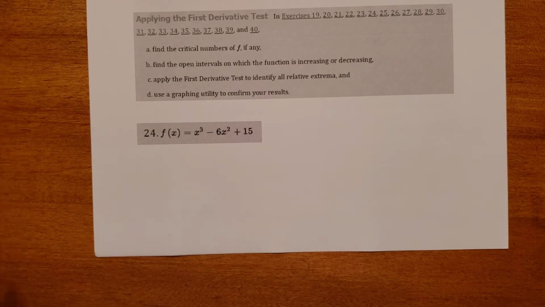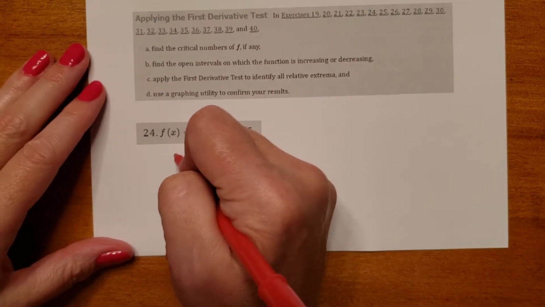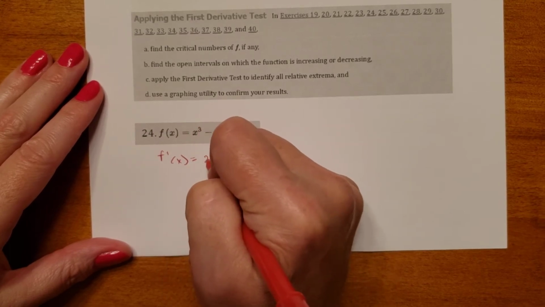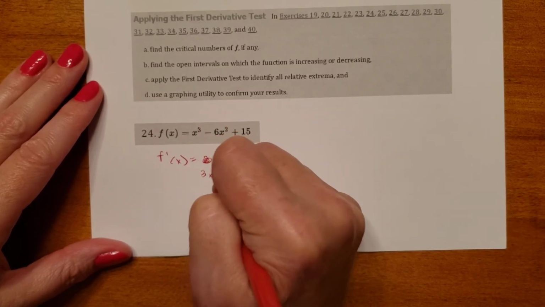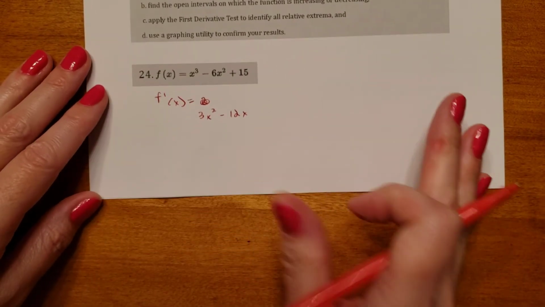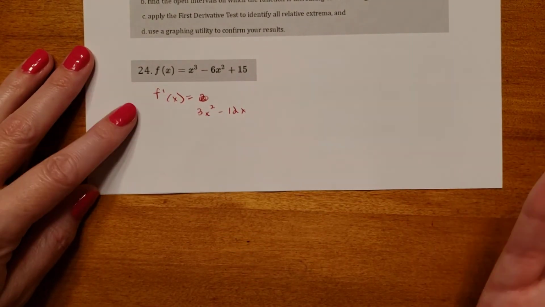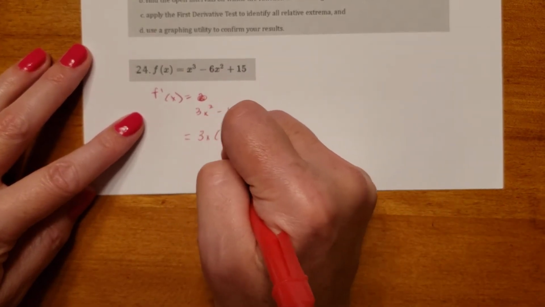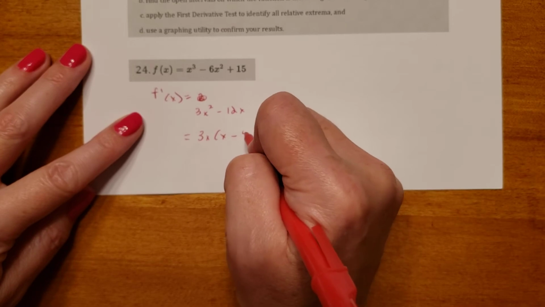So doing the first derivative on it, f prime of x gives you 3x squared minus 12x, and the 15 is just gone. And again, to find them, it helps to just factor it. So I'm going to take out 3x. That gives you x minus 4.